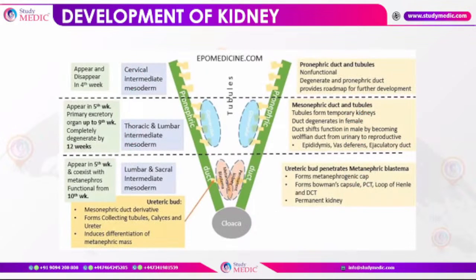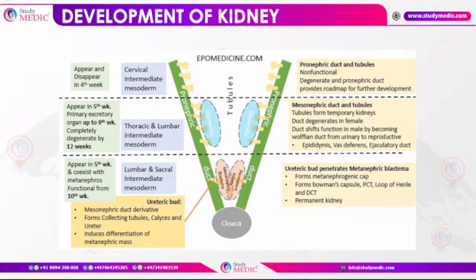So in a nutshell, I have tried to summarize the development of the kidney for easy understanding and memorizing. To start off, we need to understand that the urogenital system develops from the intermediate mesoderm. The first structure to form here is from the cervical intermediate mesoderm, and this is called the pronephric duct and tubules. They appear and disappear by about the 4th week. Essentially, they are non-functional, they just degenerate and they provide a roadmap for the future development of the kidney.